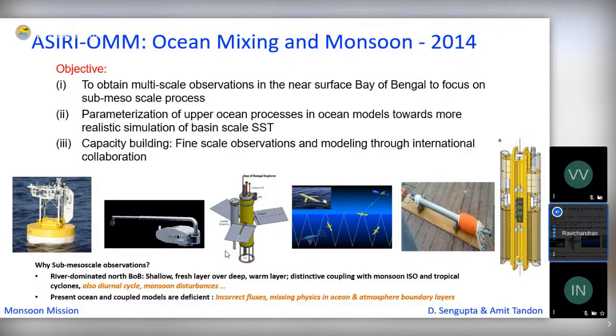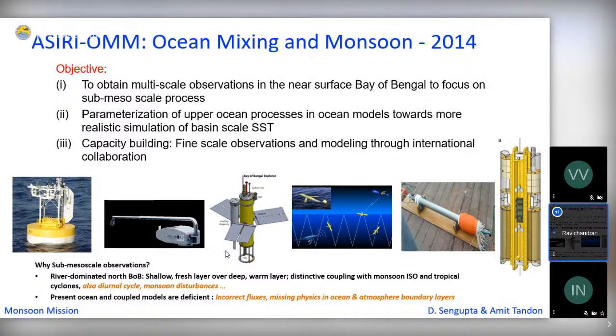Under the monsoon mission, the objective was put forth to obtain multi-scale observations in the near surface Bay of Bengal, to focus on sub-mesoscale processes. So this is the first time we are able to see how these mesoscale processes are happening in the Bay of Bengal. And these data sets are used to parameterize the upper ocean processes in the ocean model for realistic simulation of basin scale SST.